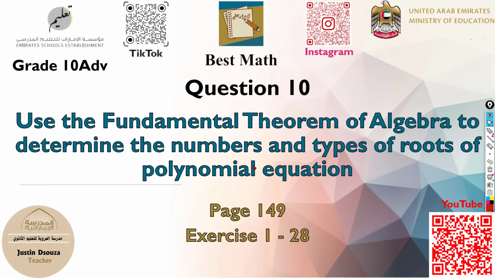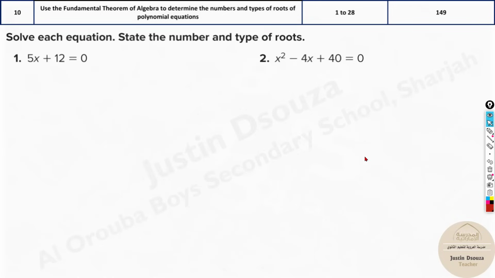Question 10, as it looks like it's going to be long, we are to use the fundamental theorem of algebra to determine the number and types of roots of a polynomial equation. There are 2 different types of problem in this. The first type of problems are the easy ones. Let's use our calculators directly to solve them.